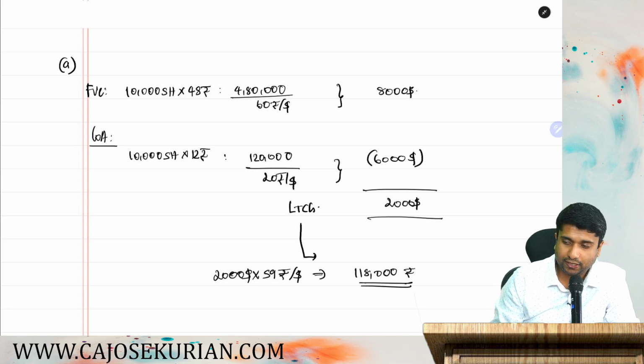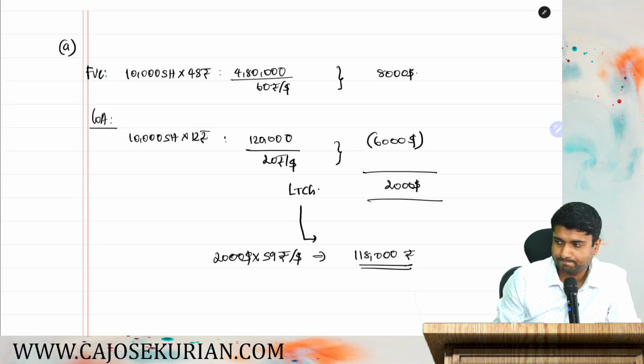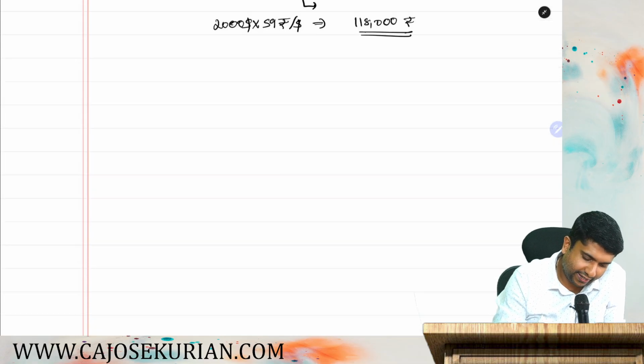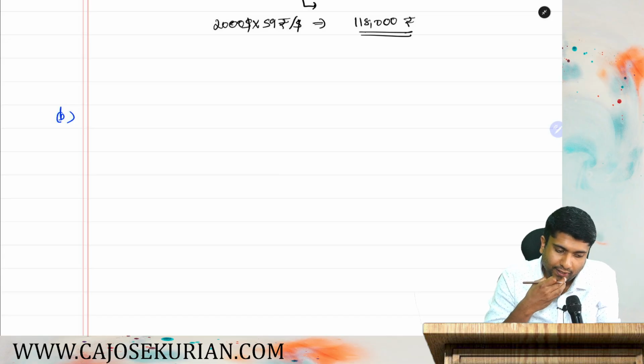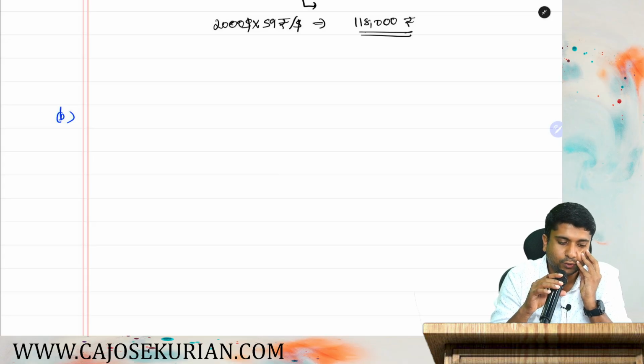Shall be the taxable LTCG in case number A. I hope it is clear. Yeah, we are about to compute part B now. Okay, part A, I hope it is clear for you. Part B. These shares have been purchased and sold through a recognized stock exchange.